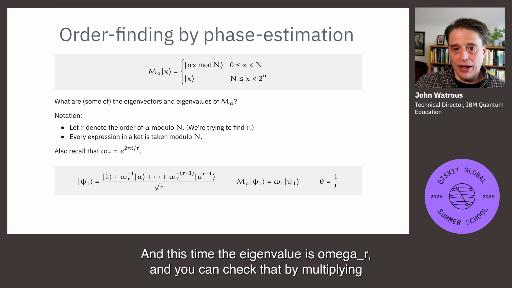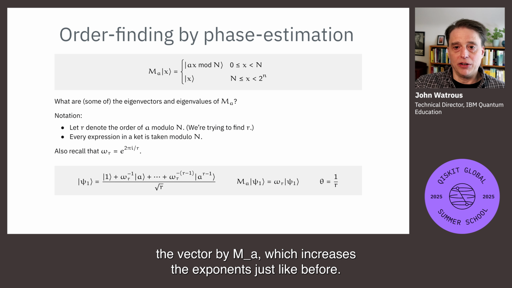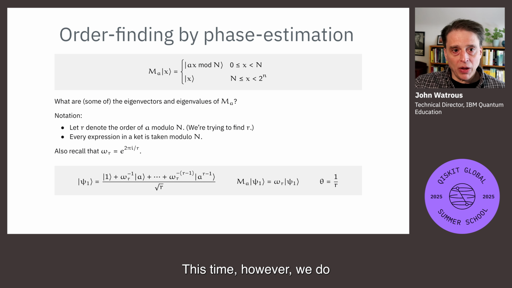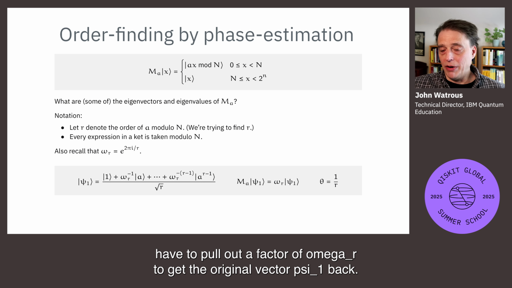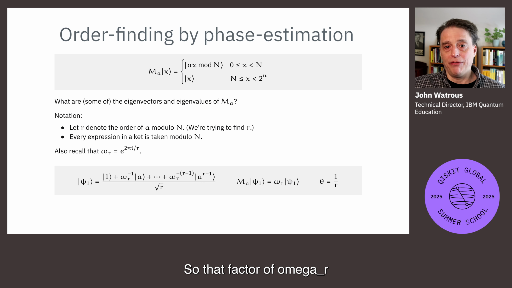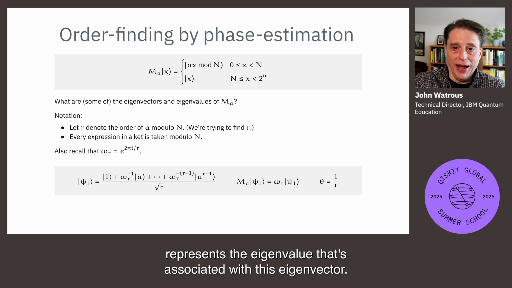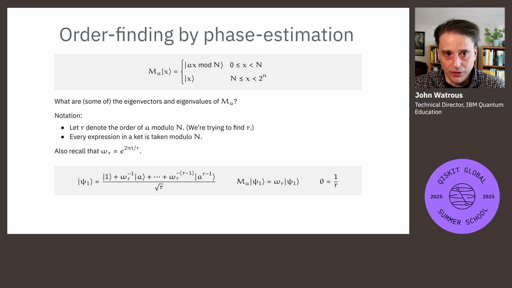And this time the eigenvalue is omega r. And you can check that by multiplying the vector by MA, which increases the exponents just like before. This time, however, we do have to pull out a factor of omega r to get the original vector psi 1 back. So that factor of omega r represents the eigenvalue that's associated with the eigenvector.